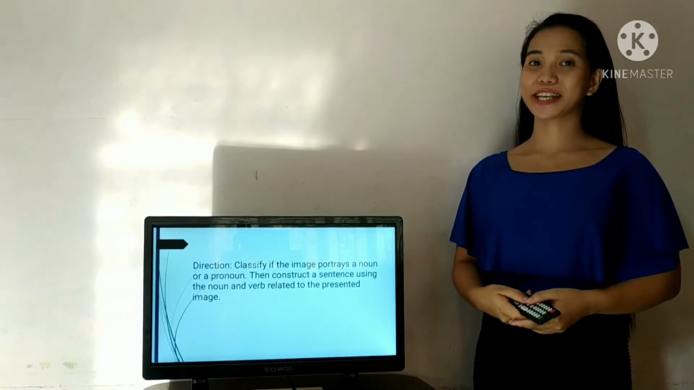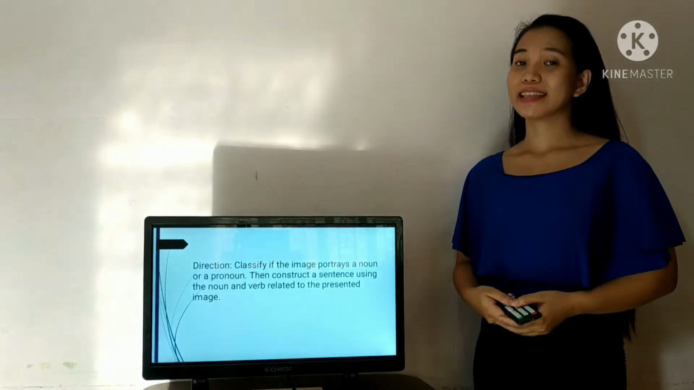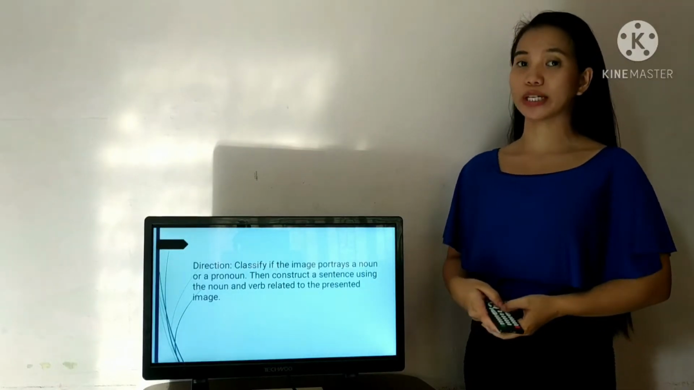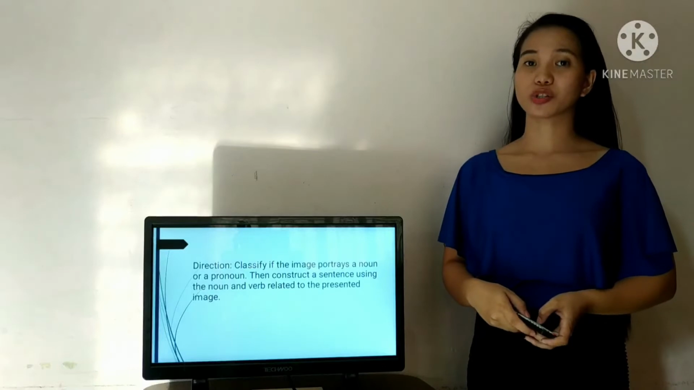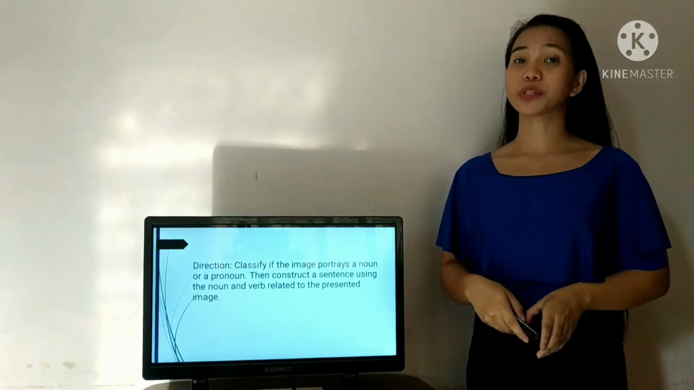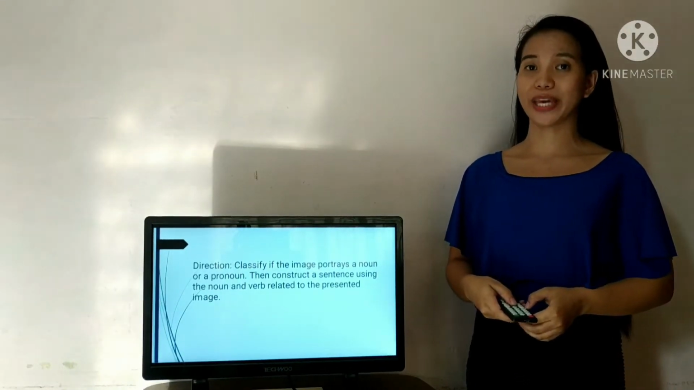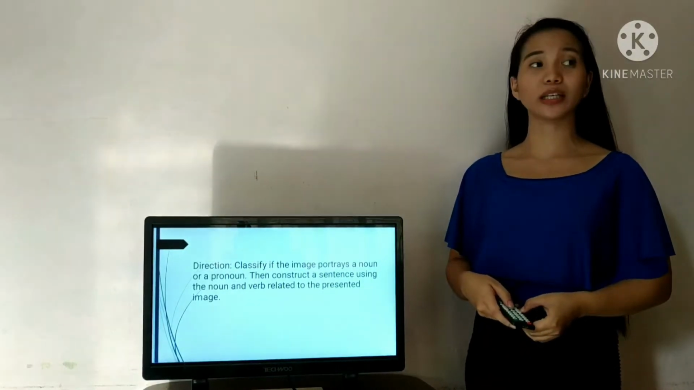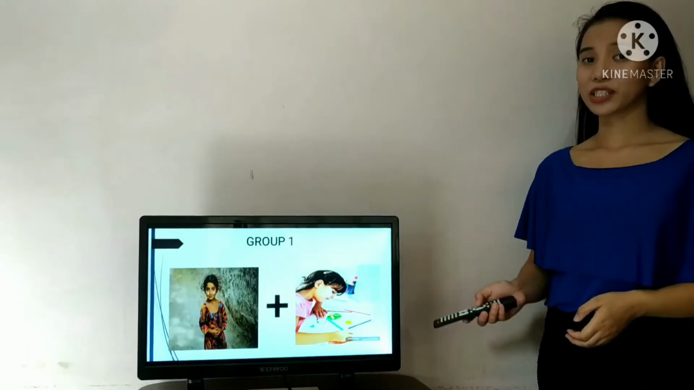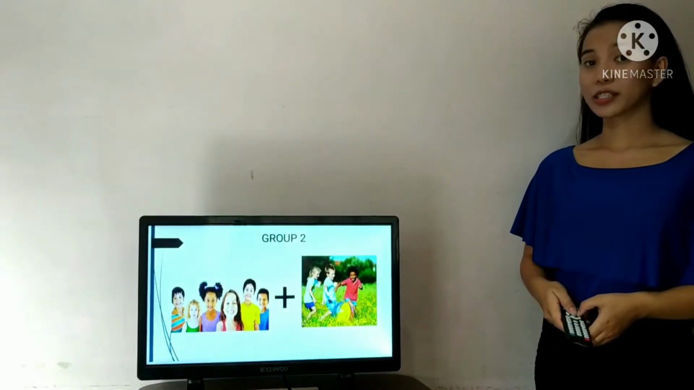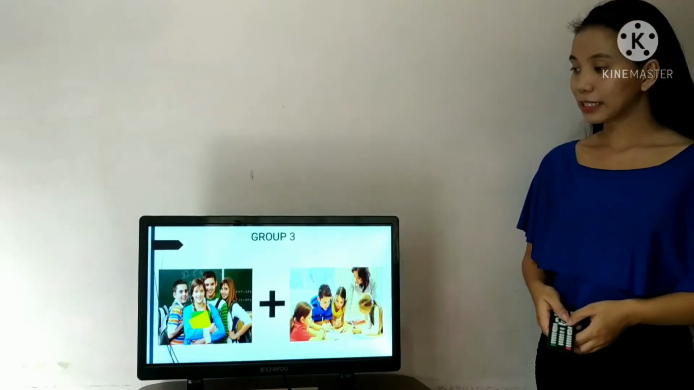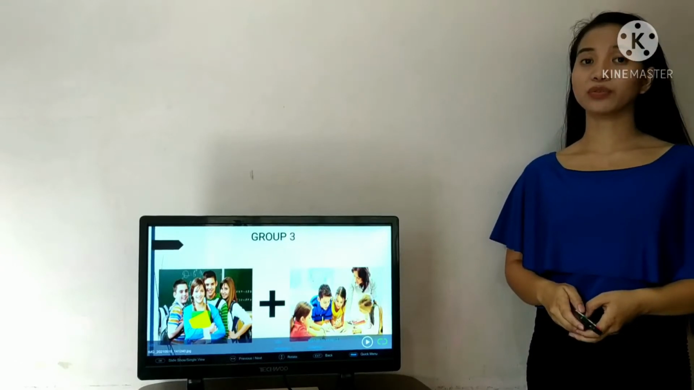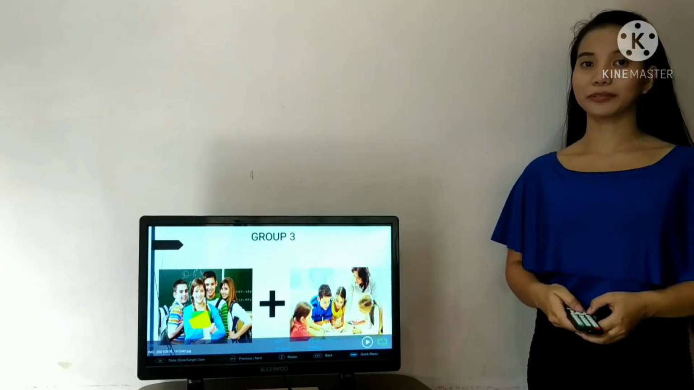Before we proceed in our discussion, let's have an activity first. In this activity, you have to classify if the presented image portrays a noun or a pronoun, then construct a sentence using the verbs and nouns related to the presented image. Since this is a group activity, I suggest that you retain your group from yesterday. This is for group 1, this is for group 2, and this is for group 3. Assume that one representative of each group already presented your output.